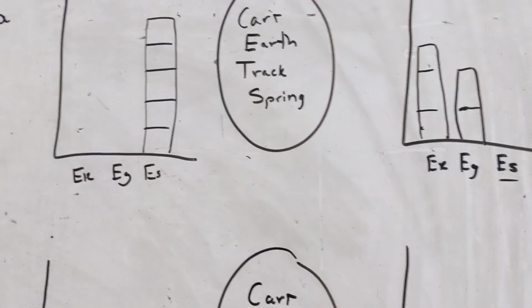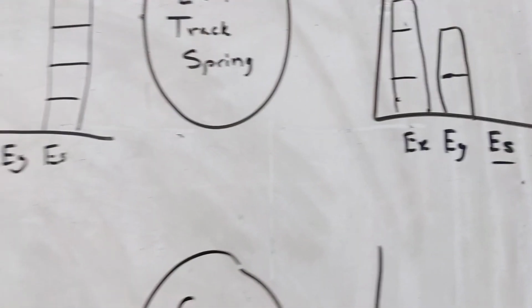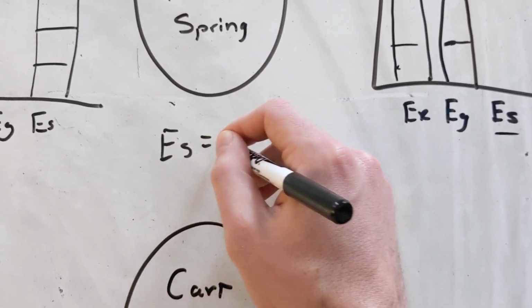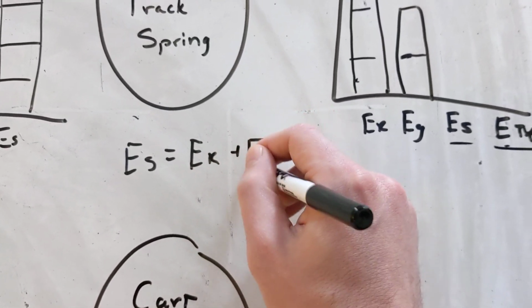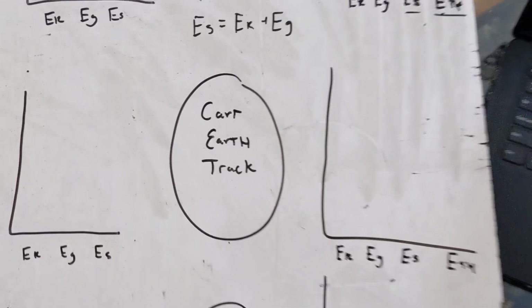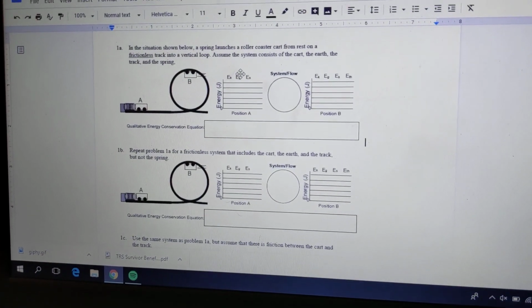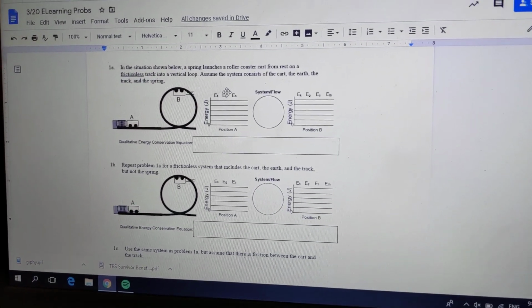So what our qualitative energy conservation equation would look like is ES equals EK plus EG. Boom. Now, for the second part, for B, it says repeat problem 1A for a frictionless system that includes the cart, the earth, and the track. So there's no spring in this.